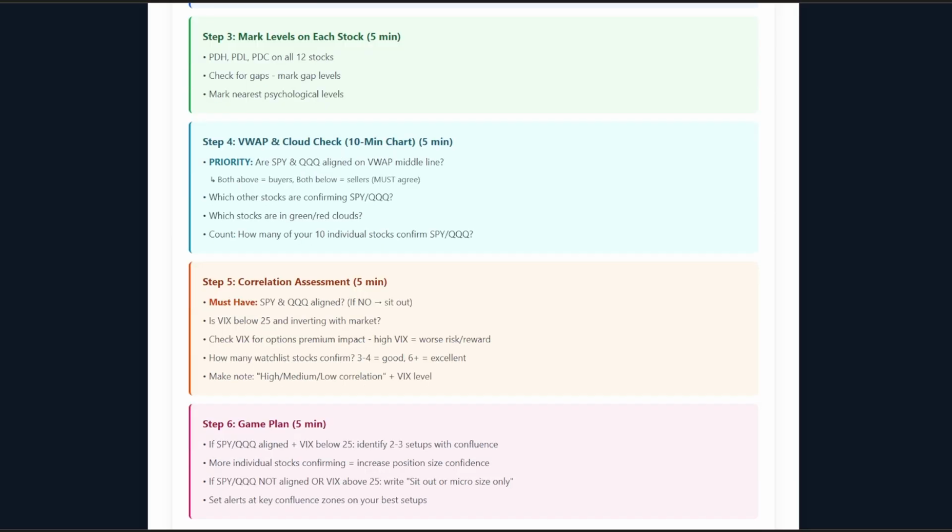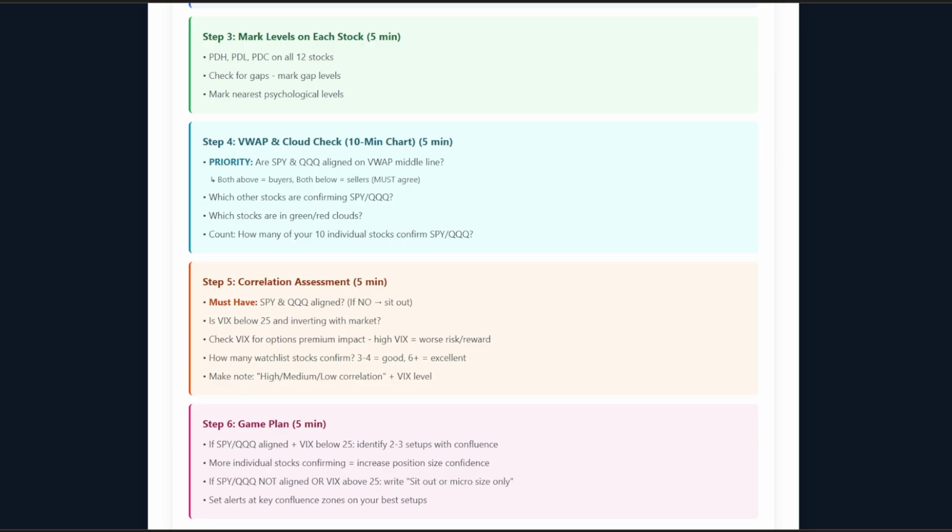Priority, this is how you're thinking. Are SPY and QQQ aligned, trading over or under the middle VWAP line? Are they in sync? Both above, buyers are in control. Both below, sellers are in control. They must agree. They must both be in sync with each other, right? Which other stocks are confirming SPY and QQQ's direction? Which stocks are trading above the green clouds, or which stocks are trading below the red clouds?